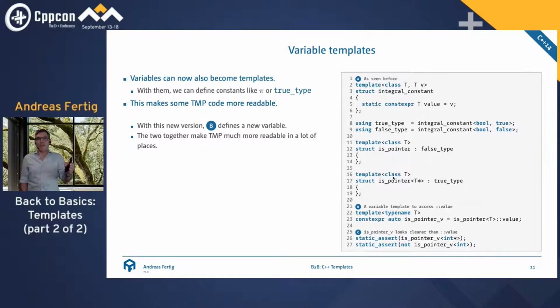And all that helps me to write lines 26 and 27 shorter than before, because now I can say is_pointer_v of int star or not is_pointer_v of type int. So this is the case where a variable template helps you to make your template code look a little bit nicer, and it also helps you later on if you like to refactor and rename value, for example.